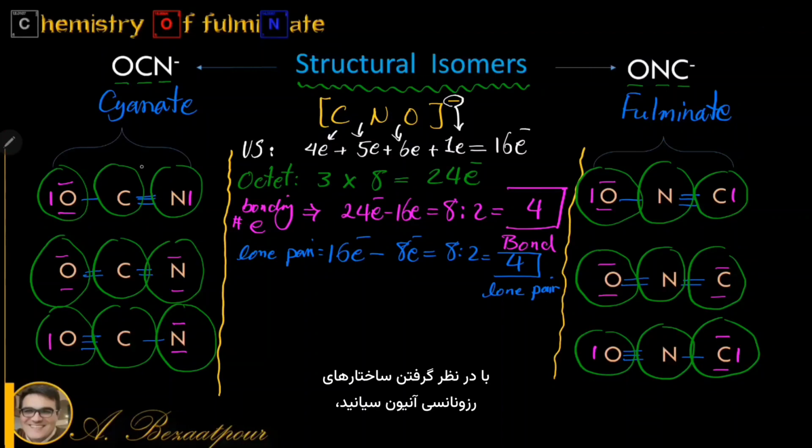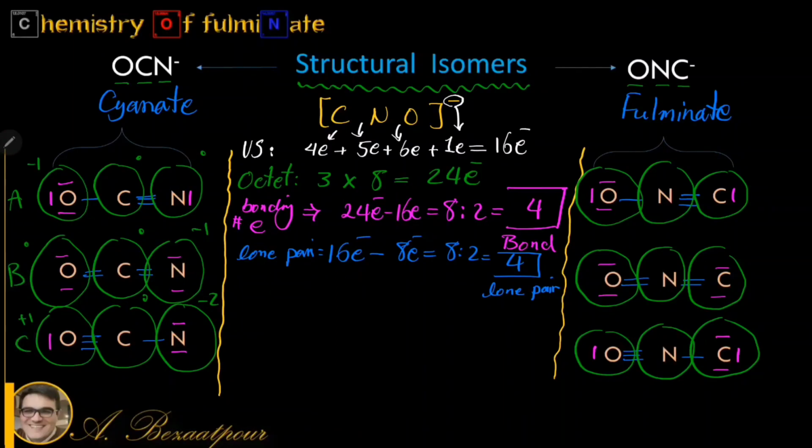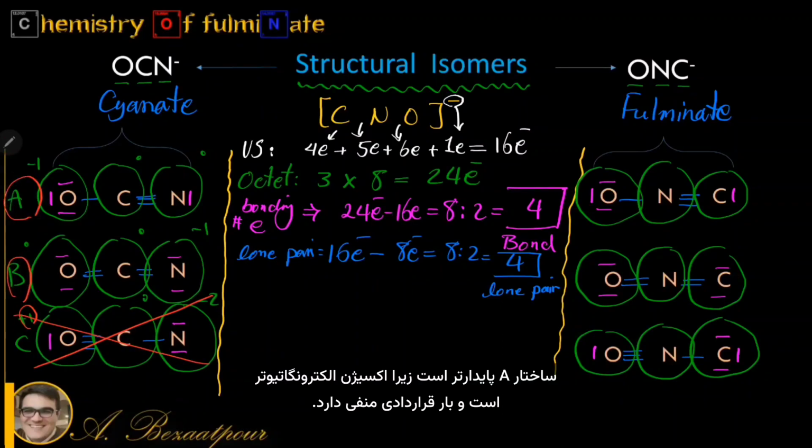Considering the cyanate anion resonance structures, you quickly eliminate structure C simply because the oxygen has a positive formal charge. And between structures A and B, structure A is more stable because oxygen is more electronegative and has a negative formal charge.